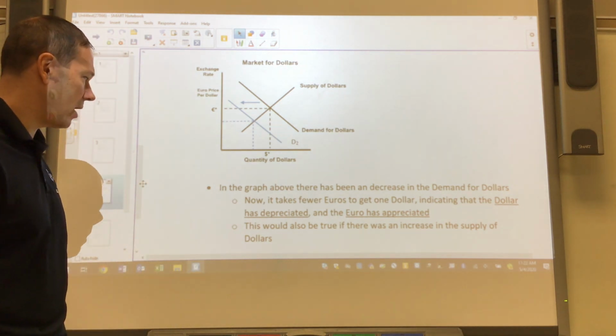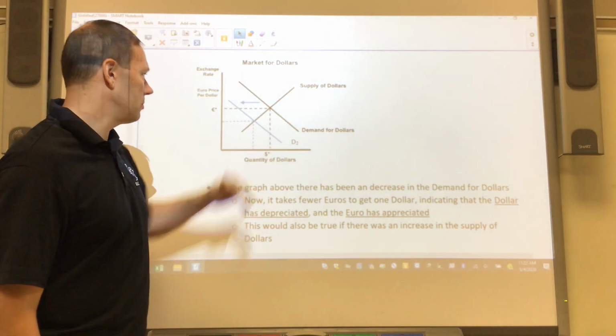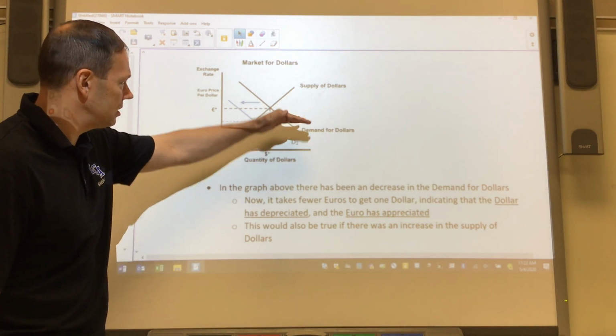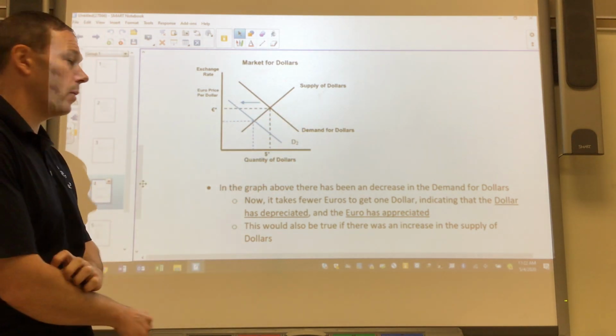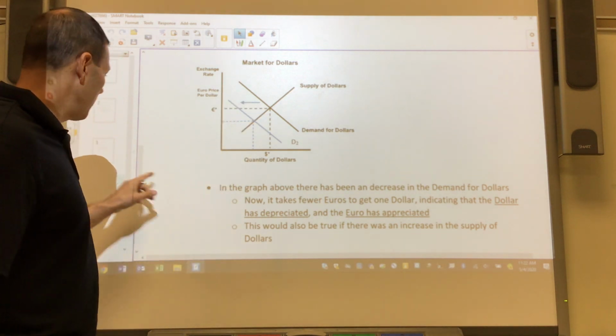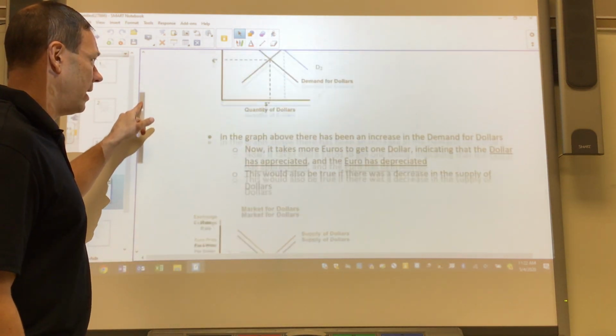The euro is more valuable because for fewer euros, they're getting the same thing, $1. And if there was an increase in the supply of dollars, you'd see the same process. You would see the euro price of a dollar going down. So that's how you read appreciation and depreciation.